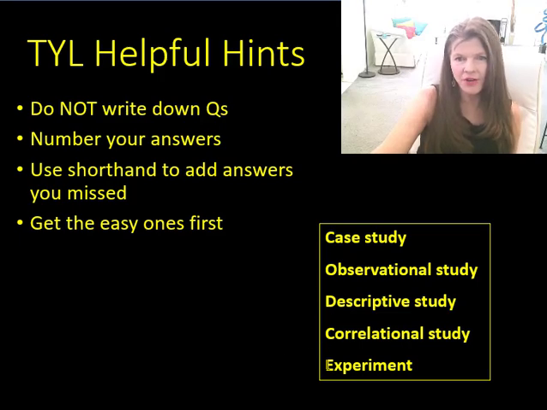Okay, if you look down very quickly, you can see there are two C's. So instead of writing out the answers, you would just write CA for case study, O for observational study, D for descriptive study, CO for correlational study, and E for experiment. There will not be time for you to write down the entire word, so be sure to use shorthand.